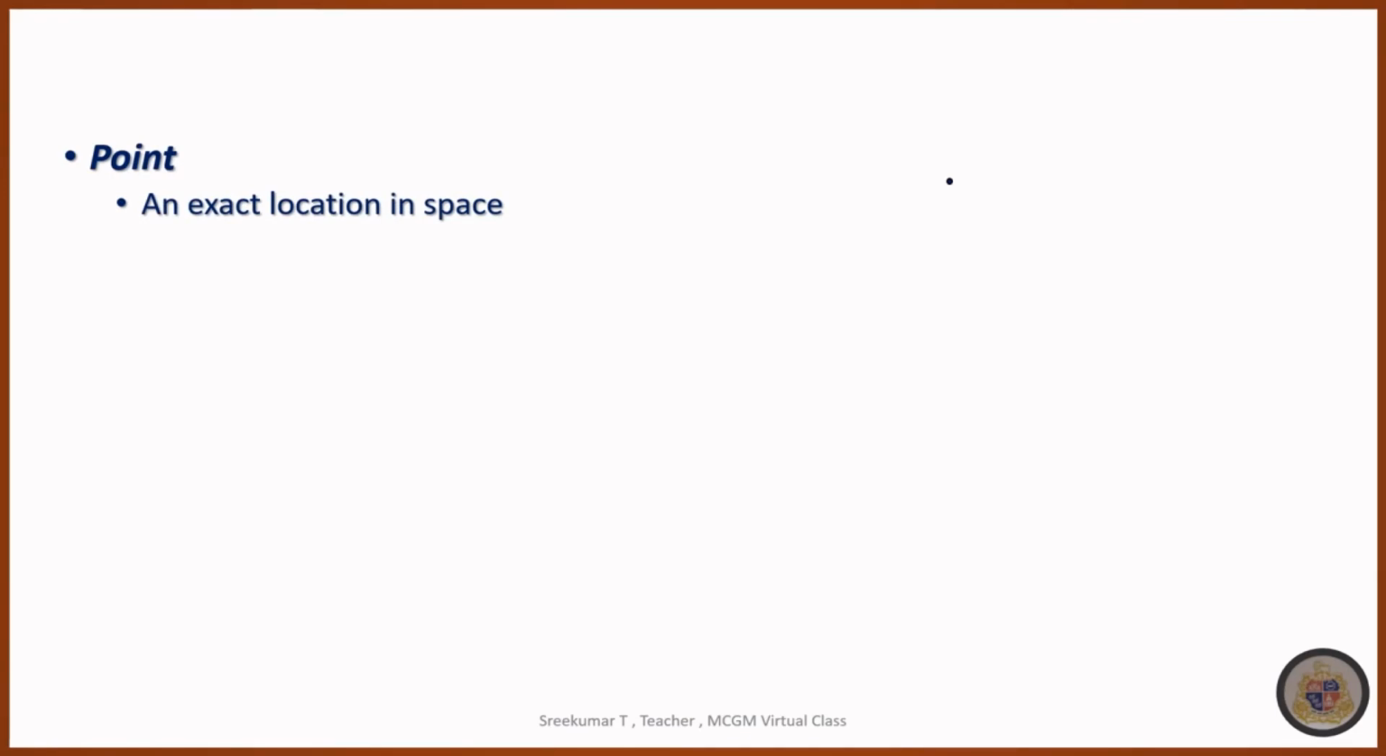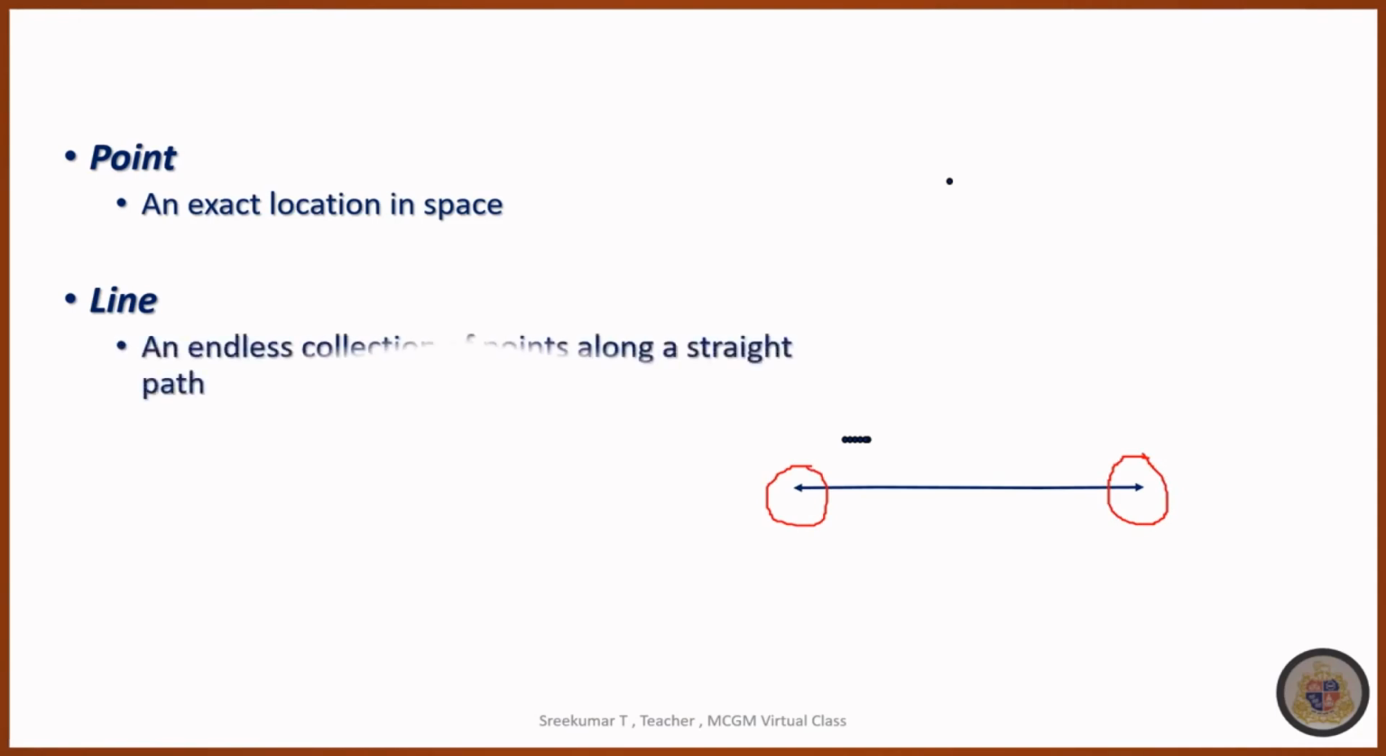And if you put many points together, one after another, very close by, it becomes a line. That is the definition of a line. Innumerable points are kept together, and it is infinite, never ending. Both ends can go further. An endless collection of points along a straight path is named a line.